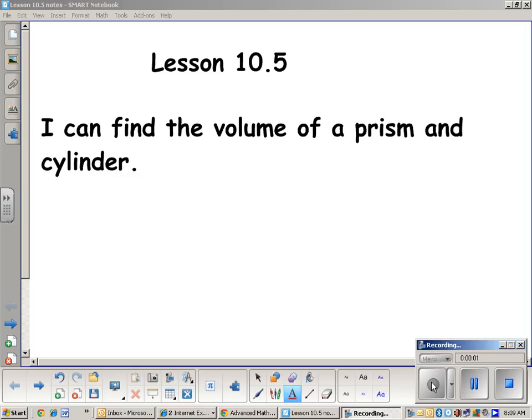Work on finding the volume of a prism and a cylinder. On Friday, you'll find the volume of a pyramid and a cone.